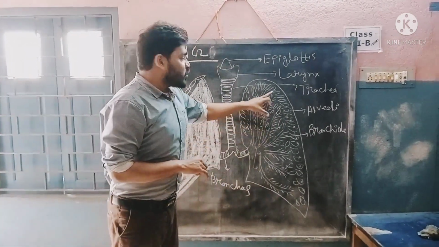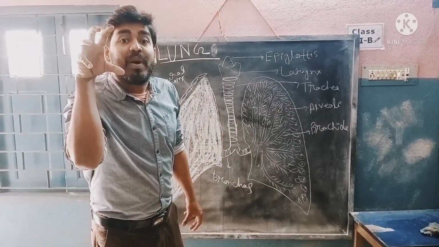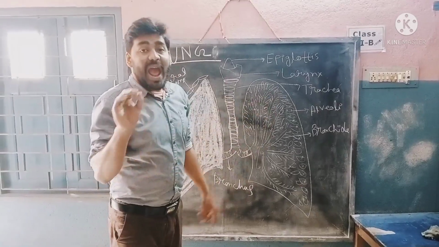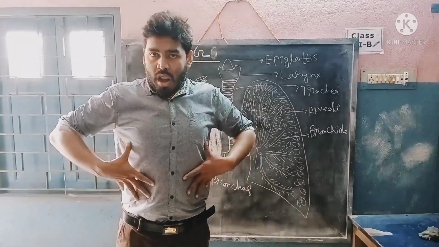Then at the end portion of the bronchioles there is a balloon-like structure. This shallow balloon-like structure is called alveoli. There are plenty of alveoli in the lungs.